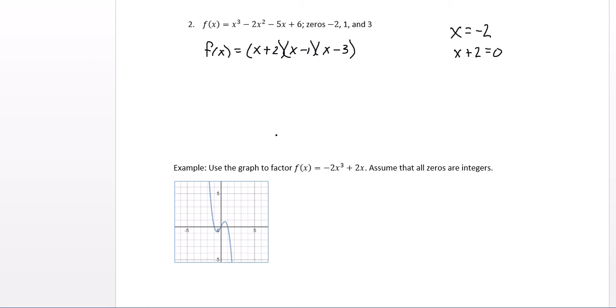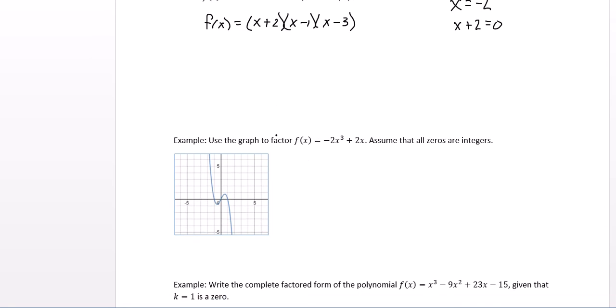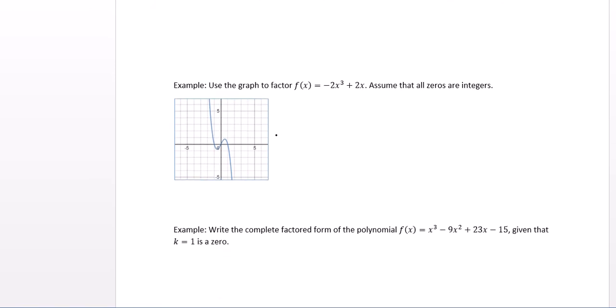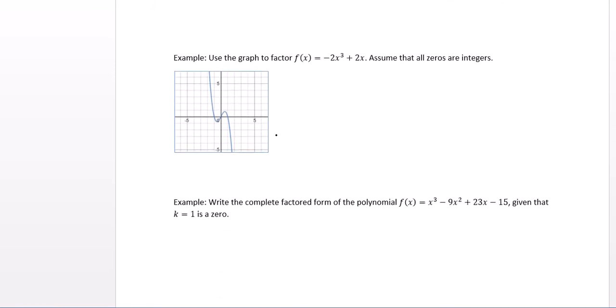All right. Another one, blazing pretty quickly through these, but I think we're going to do all right. Use the graph to factor f of x equals -2x cubed plus 2x. Assume that all zeros are integers. So it looks like we have a 0 at -1. We have a 0 at 0. And we have a 0 at +1.